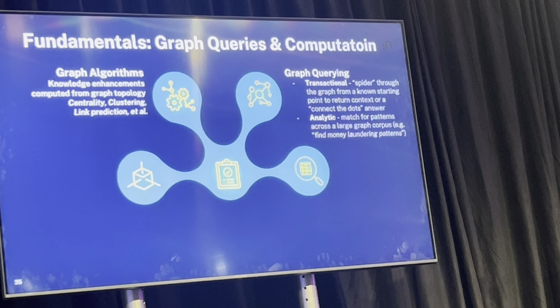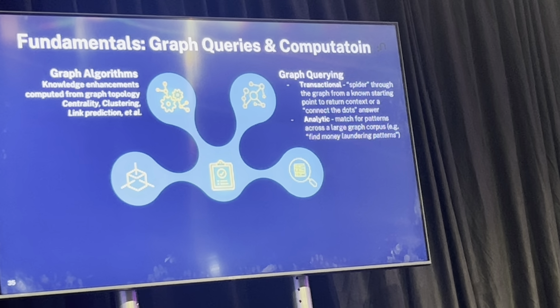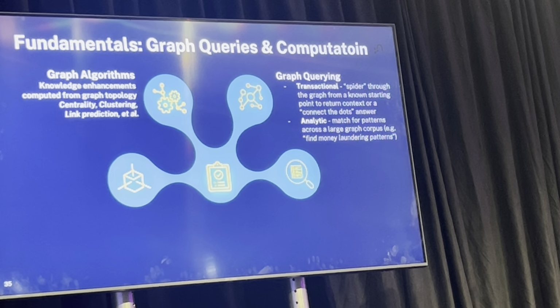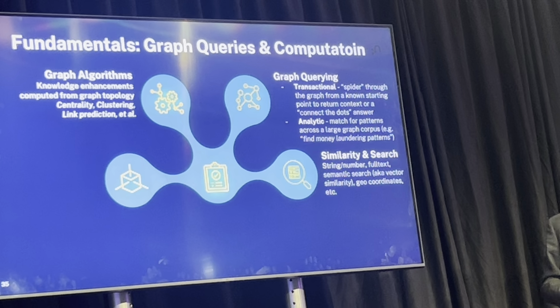Who's the person that everybody calls? Who's the person that sits between these two networks? Here are two cliques that never communicate except through this person. That can be really valuable in a lot of use cases. Another one is similarity and search.